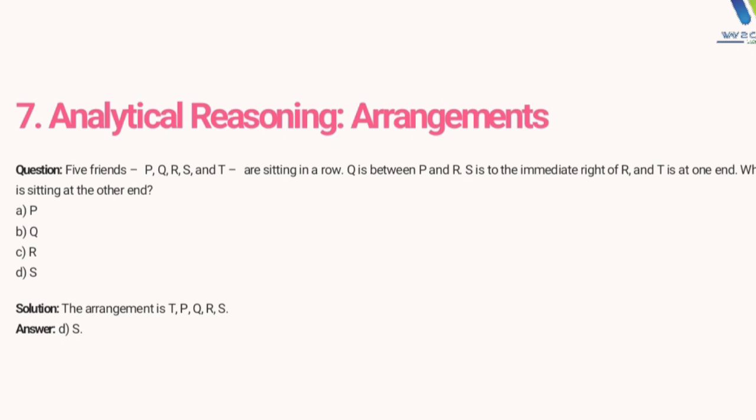So if you make Q here, and P and R on either side, it could be either way. And S is the immediate right of R. So now you should be very careful. For S, what is left, what is right, that common sense is very important. So the order is T, P, Q, R, S. So the other end is S. So that is the answer.